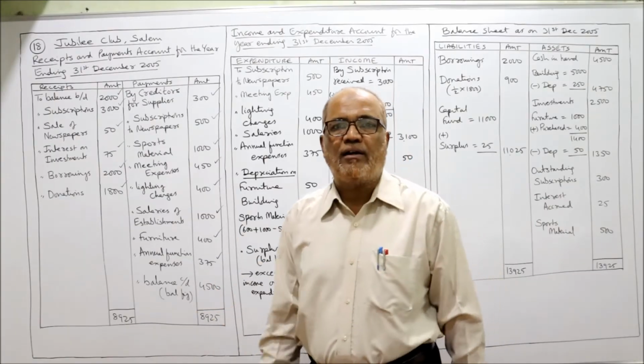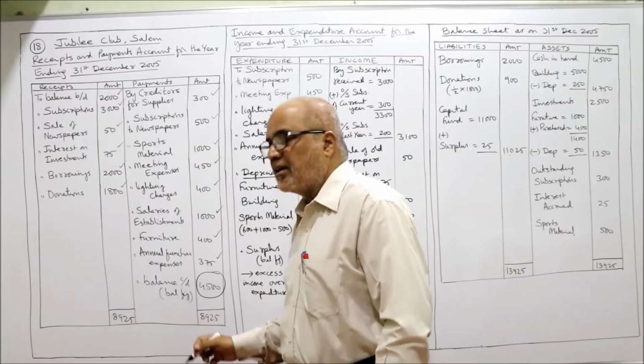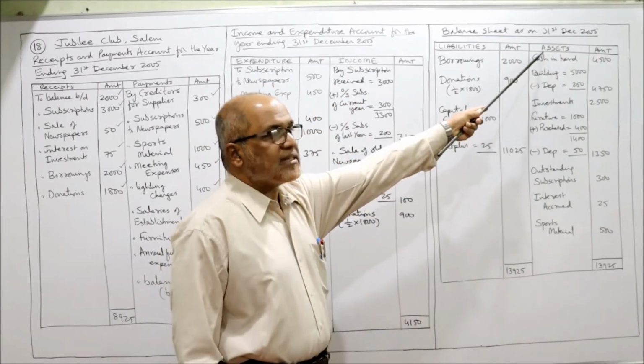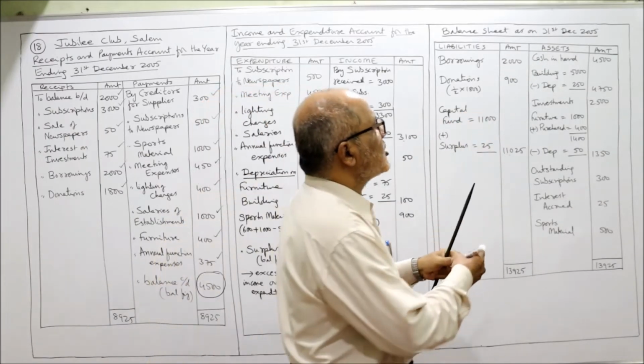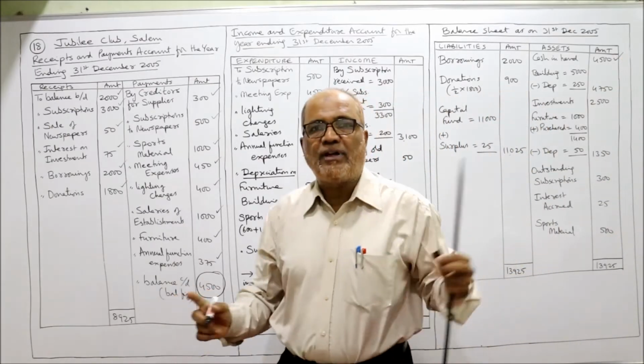hand is 4500. And this 4500 cash in hand, what we got as the answer, will be taken on the asset side, on the asset side of the balance sheet at the end of the year. You can see here cash in hand 4,500. From here I have taken it.